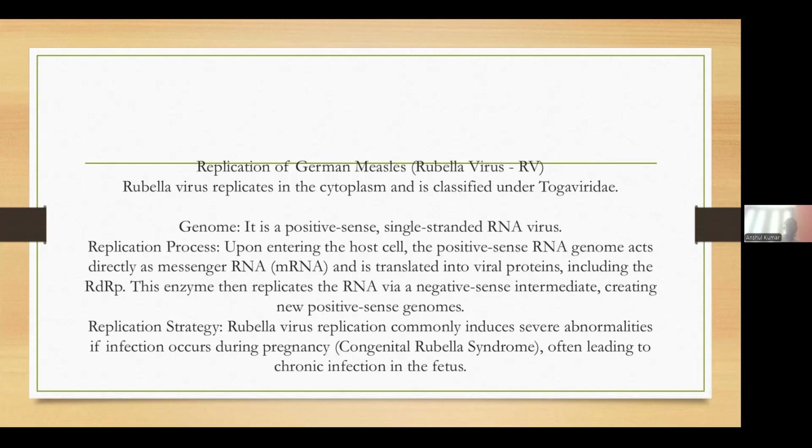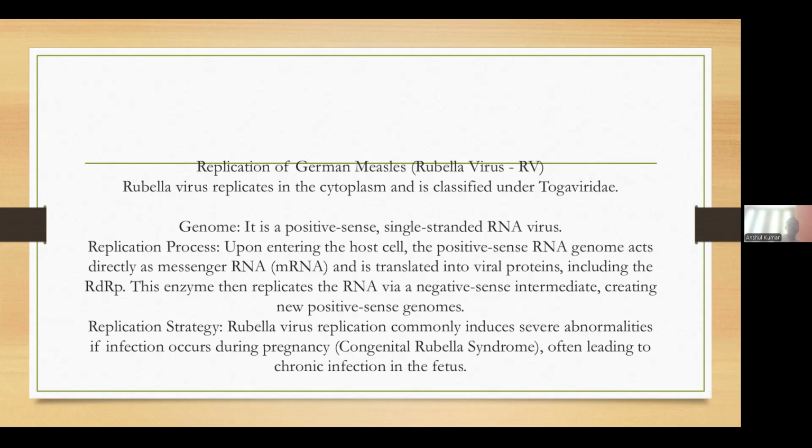So here it does not have to, first of all, undergo primary transcription and convert into a positive sense RNA. It will directly act as a messenger RNA and translate into viral proteins, including the RNA-dependent RNA polymerase. The enzyme then replicates the RNA via a negative sense intermediate, creating new positive sense genomes.